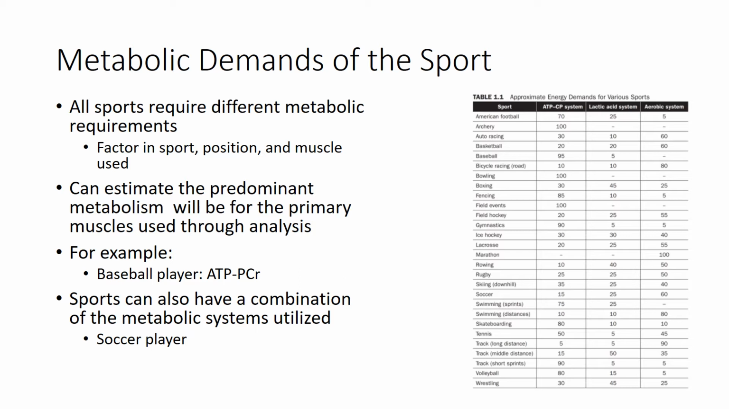For example, baseball players predominantly use the ATP-PCr system. Thus, training for the aerobic system should not be of primary concern. However, it's still going to be important to incorporate aerobic conditioning, as there's still some involvement with that. Sport-specific conditioning should aim to train the same metabolic system used in the sport itself. However, sports can also have a combination of the metabolic systems, and we can see this in speed-endurance sports such as hockey, basketball, and rugby, where the shift can be from anaerobic to aerobic during recovery.